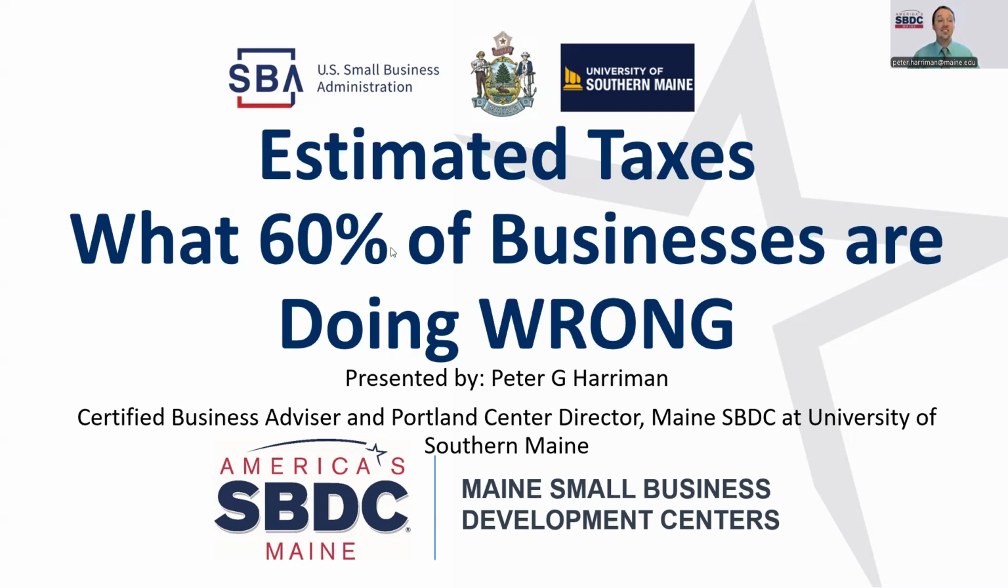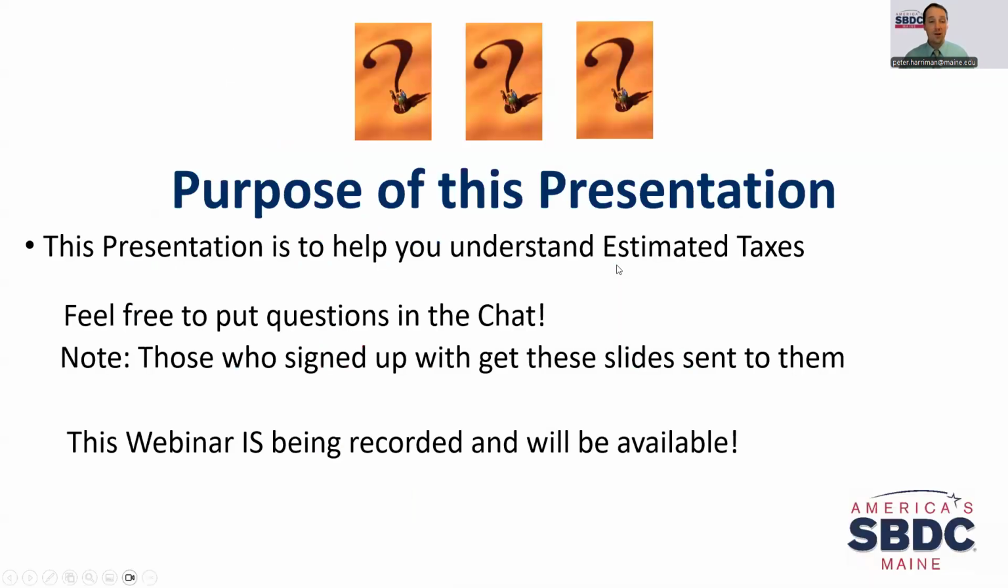This webinar is Estimated Taxes: What 60% of Businesses Are Doing Wrong. Last time I talked to the IRS, that's what they said: 60% of businesses are doing it wrong. In the description of the webinar, we talked about how the fees have gone up, I think from 150 to 500. But more importantly, it's a fee we can avoid. So if it's a fee we can avoid, let's try to understand it so that we don't have to pay that fee. The purpose of this webinar is to help you understand estimated taxes.